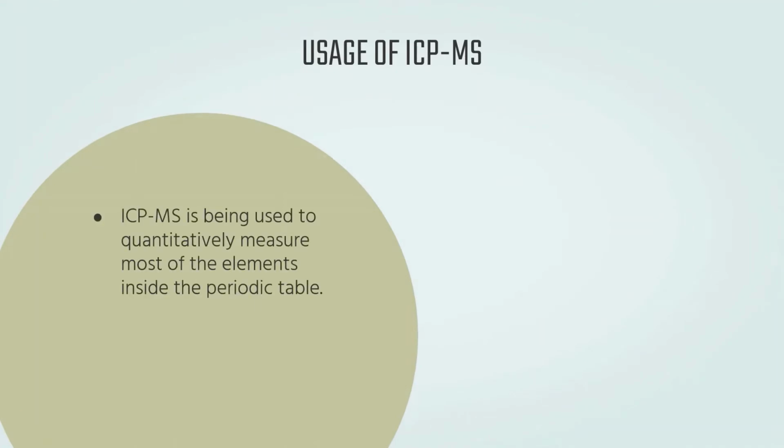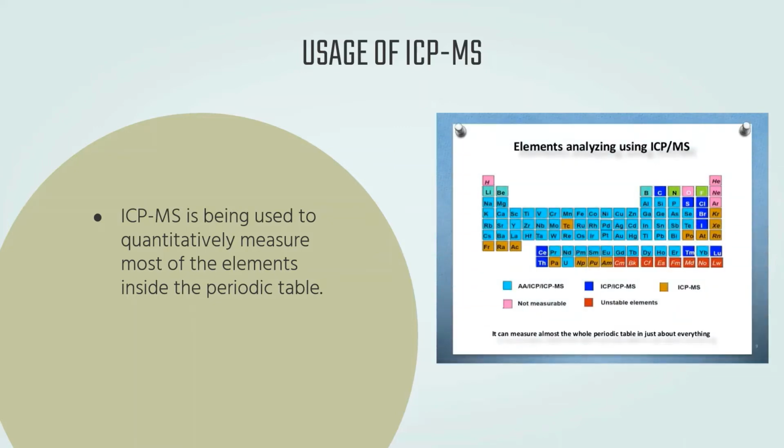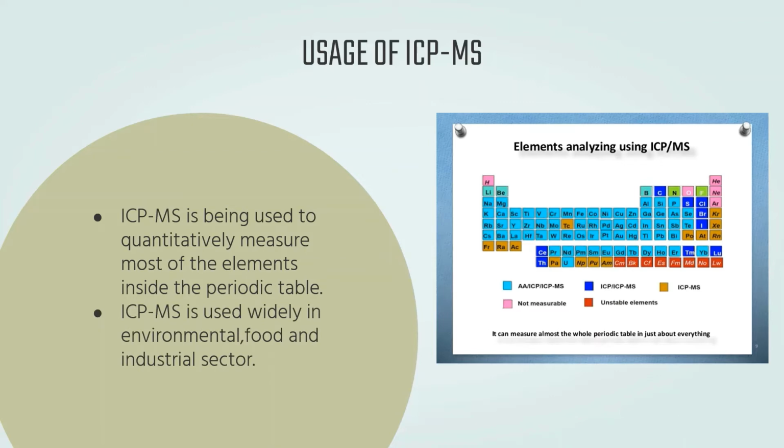ICP-MS is used to quantitatively measure most of the elements in the periodic table. This is the list of the elements that can be measured using ICP-MS. It is used widely in environmental, food, and industrial sectors.